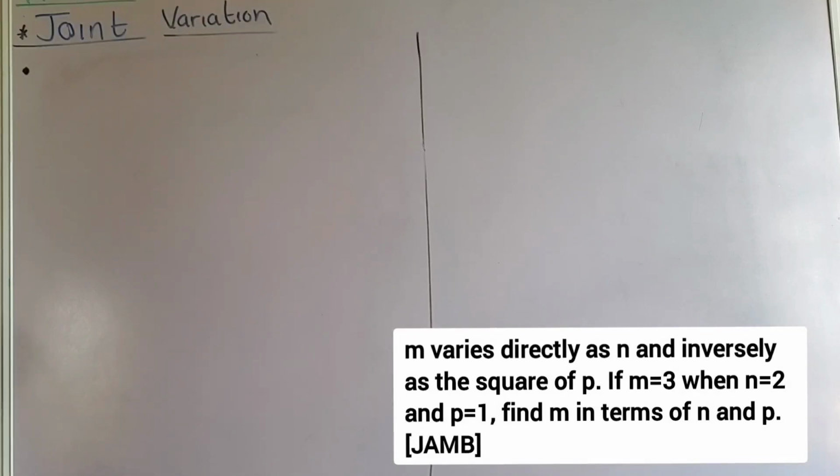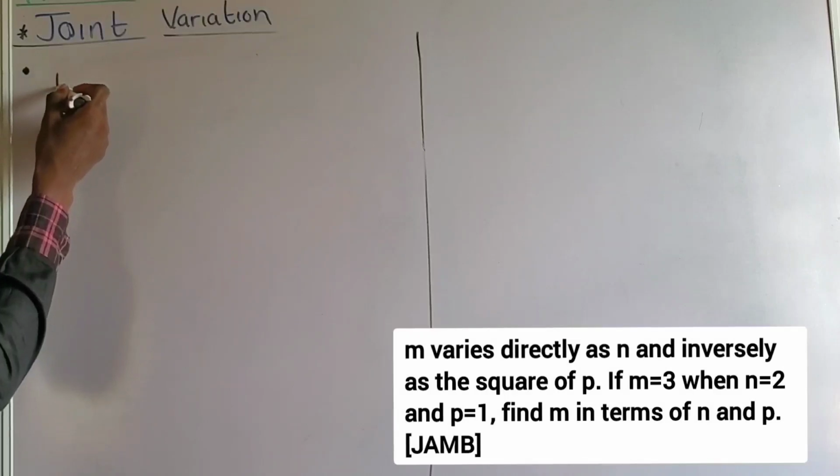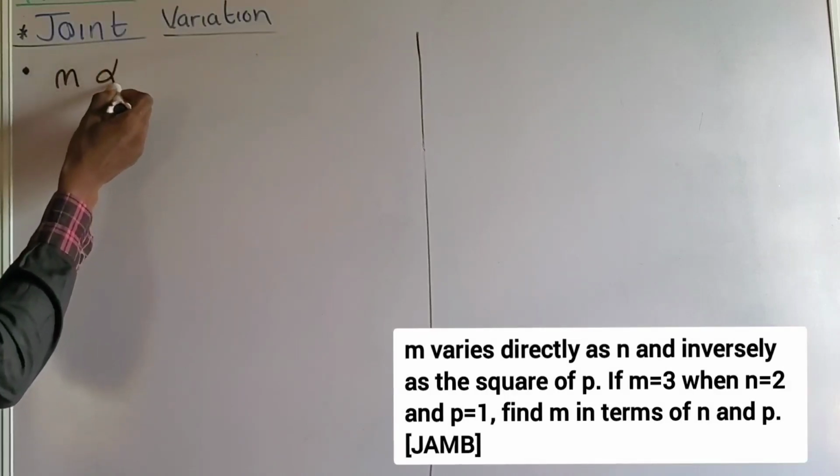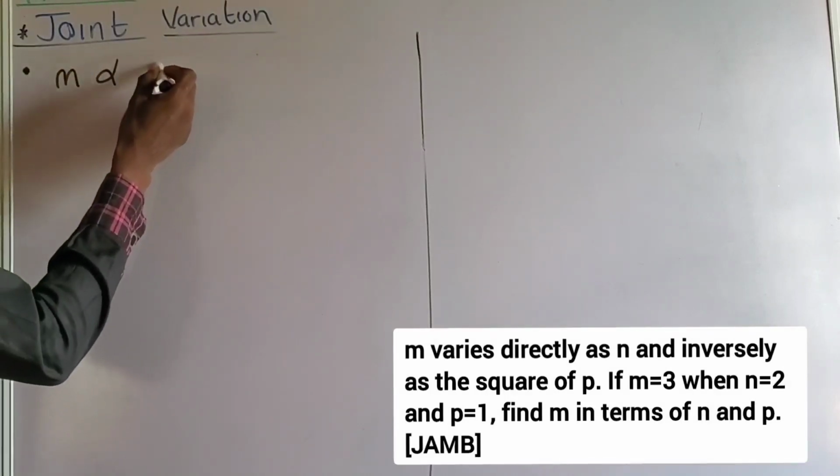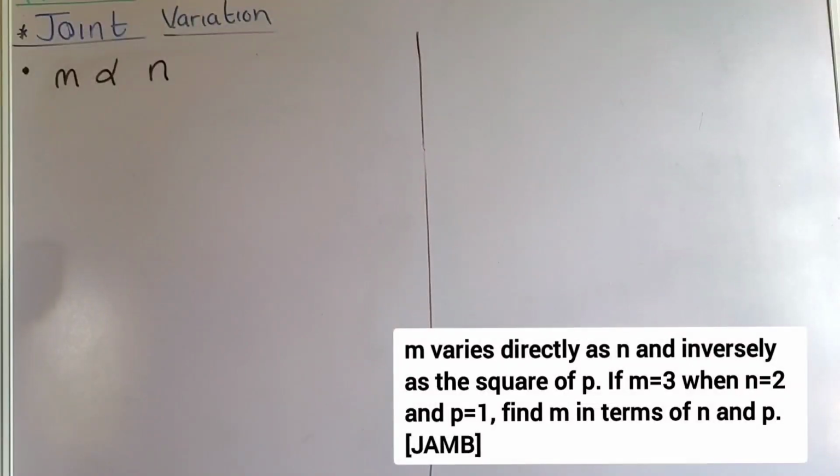Please, I want you to pay attention. This is a typical example on joint variation, so pay attention very well. Now, let us interpret that question. M varies directly as n. Now listen. M varies directly as n, and inversely as the square of p.